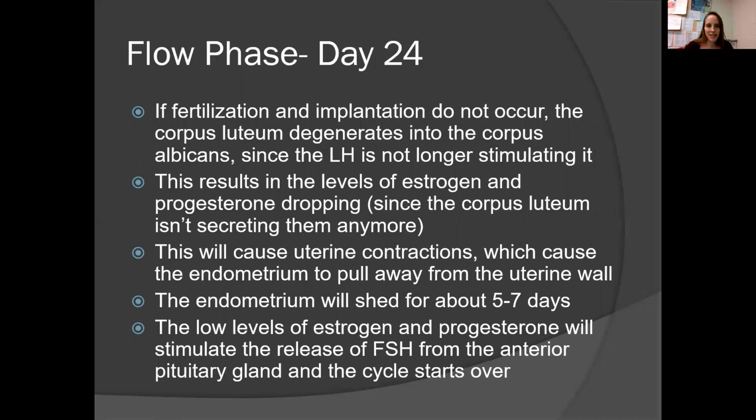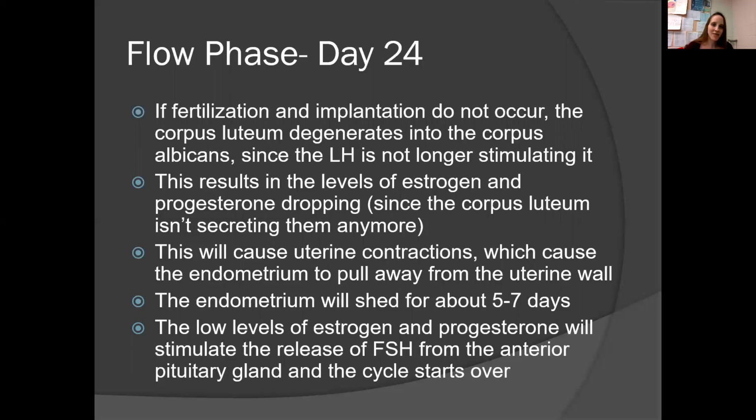If, however, implantation does not happen, if there was no fertilization, the corpus luteum will degenerate into something called the corpus albicans. The reason that happens is that the corpus luteum requires LH, or something similar to LH, in order to maintain its structure. But progesterone, which is being produced by the corpus luteum, cuts off the production of LH. So as soon as the progesterone levels get high, the LH gets cut off, and without the LH stimulating it, the corpus luteum will degenerate into the corpus albicans.